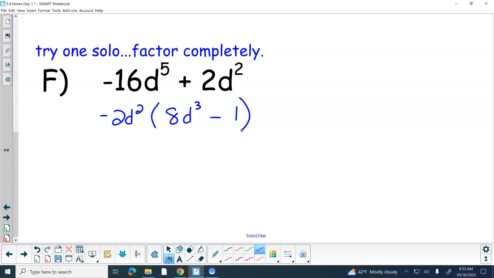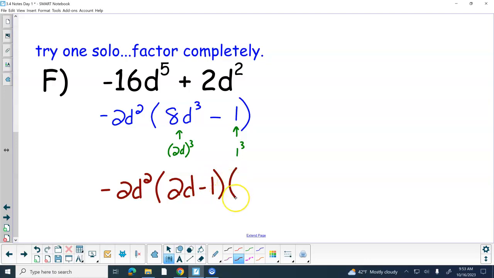Yes, it is. Is this a perfect cube? Yes, it is. So this is going to be 2d cubed, and this is going to be 1 cubed. So this negative 2d squared comes along for the ride. It's kind of like one of those remora fish that goes along with the sharks. Then we've got 2d minus 1, and we've got 4d squared plus 2d plus 1.